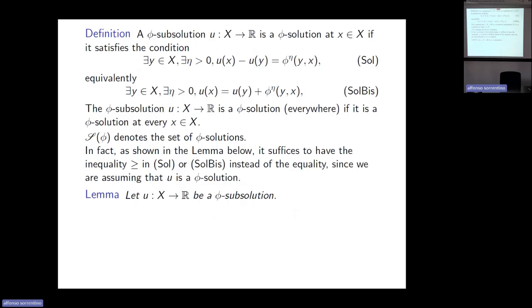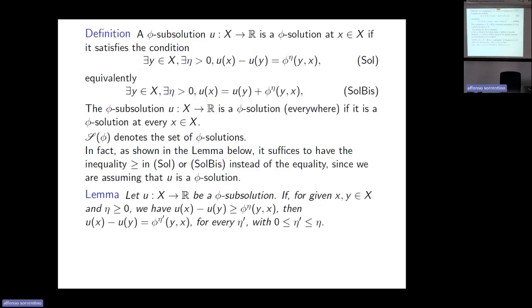Because we are assuming that u is a phi solution. If you have the inequality and u is a phi solution, in fact, this one is less than phi when it's a sub-solution. It's less than phi eta yx for every x. So if you have for one eta the inequality the other way, you just get the equality.